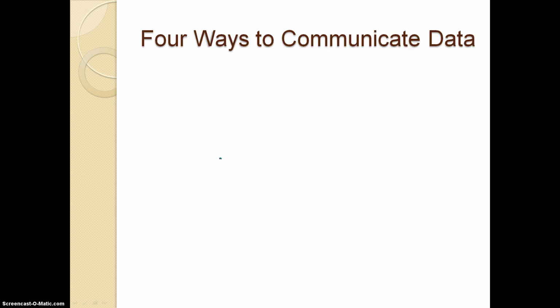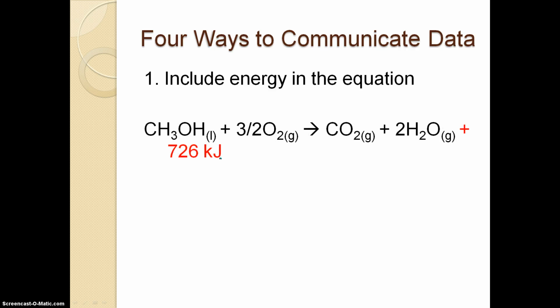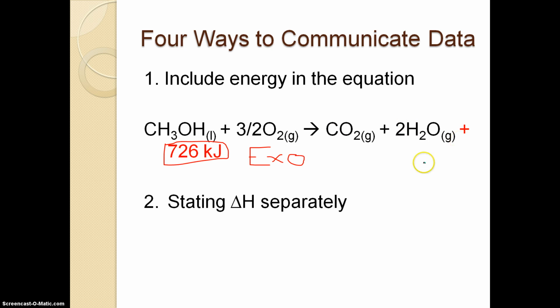Okay, so today we're going to look at 4 different ways to communicate enthalpy changes. So the very first one, including energy in the equation. Now we've seen a few examples of this already. Here we have methanol burning. It's an exothermic reaction, so we say energy is a product. So we include energy in the chemical reaction on the product side.